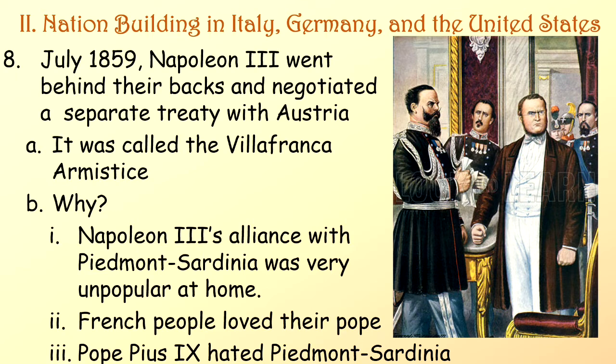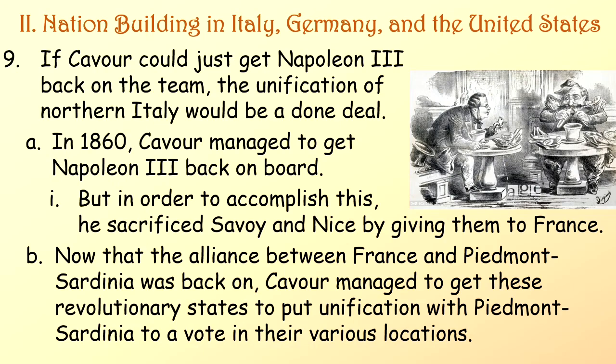Well, Napoleon III's alliance with Piedmont-Sardinia was very unpopular at home. The French people loved their Pope, and Pope Pius IX hated Piedmont-Sardinia. If Cavour could just get Napoleon III back on the team, the unification of northern Italy would be a done deal. In 1860, Cavour managed to get Napoleon III back on board. But in order to accomplish this, he sacrificed Savoy and Nice by giving them to France.